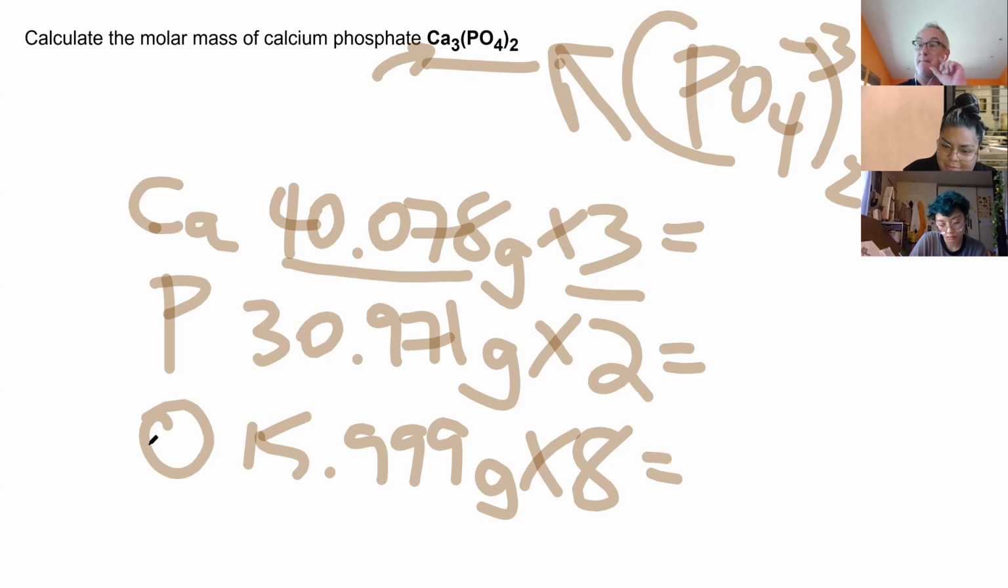Exactly. I'm not measuring 3 calcium atoms. I'm counting 3 calcium atoms. Very good. So my answer should have the same number of significant digits as this does. Actually, it could have more, since this is an infinite number. So basically, I would just count the number of digits past the decimal and I'd keep them all.